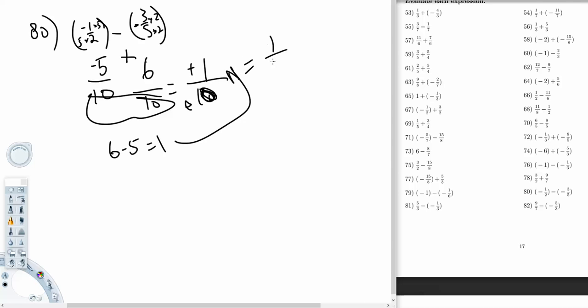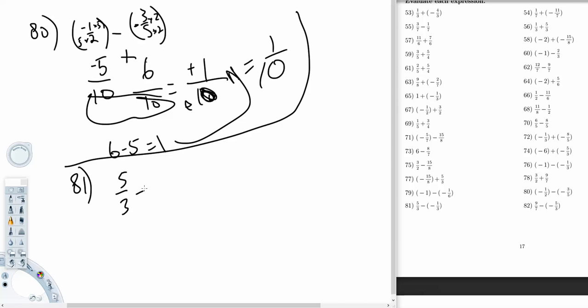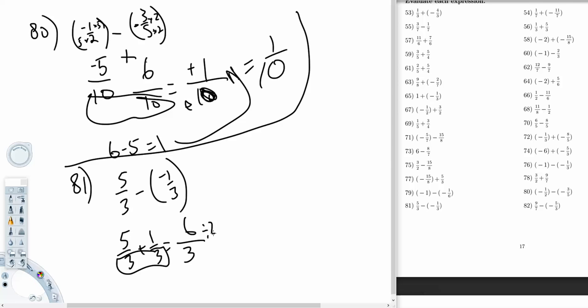Let's make it even nicer writing. 1 over 10. Okie dokie. 81. We're going to get through it. 5 over 3 minus 1 over 3, boom. So this has the same denominator, so we're saving a step here. We have two negative numbers, let's make it positive. 5 over 3 plus 1 over 3 equals, carry over the denominator, right, when you're adding and subtracting. 5 plus 1 equals 6. We can reduce this by dividing the top and the bottom by 3. 6 over 3 means the same thing as 2 over 1, which means the same thing as 2.